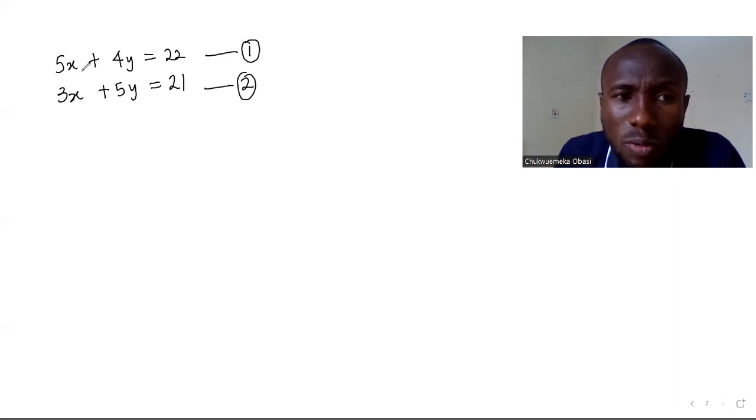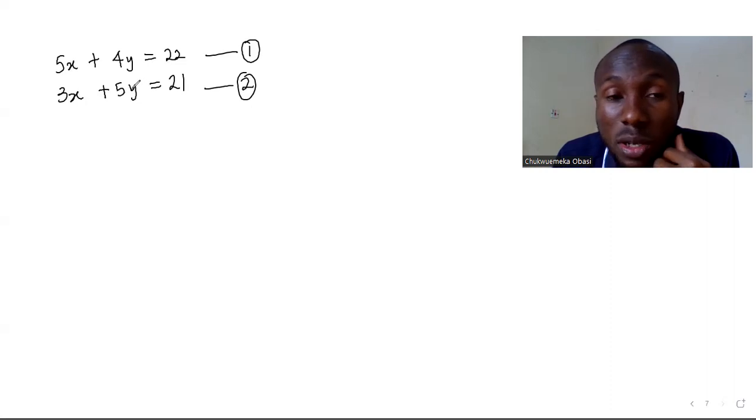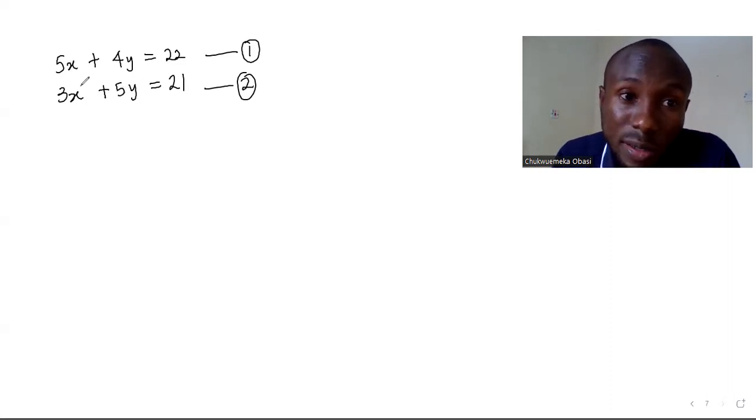If you look at the coefficient of x and the coefficient of y, they are not looking the same. Let me decide to eliminate x. You can decide to eliminate y if you want, but for me, I want to eliminate x. Now, 5 and 3, there's no number I can multiply to this 3 to give me 5, and there's no number I can multiply to 5 to give me 3.